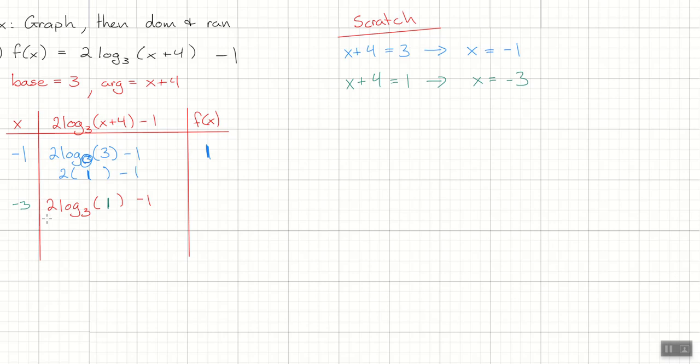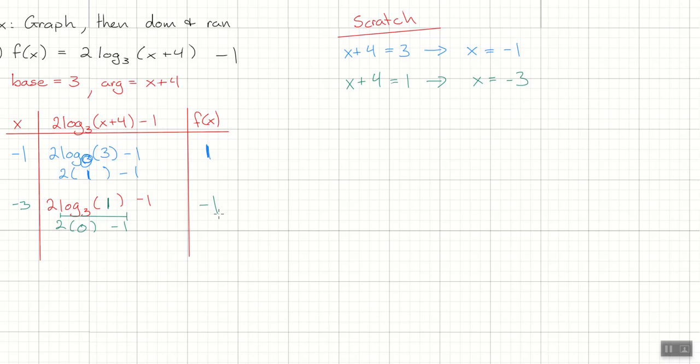Okay, this thing, just a number. 3 to what power gives me a 1? So this becomes 2 times 0 minus 1. 2 times 0 is 0. Minus 1 is -1. We got another ordered pair here.